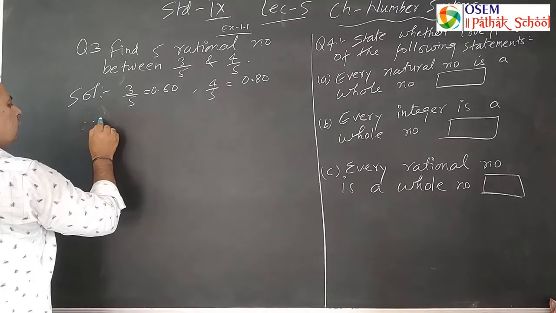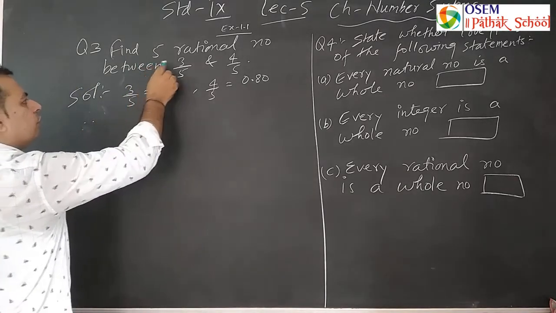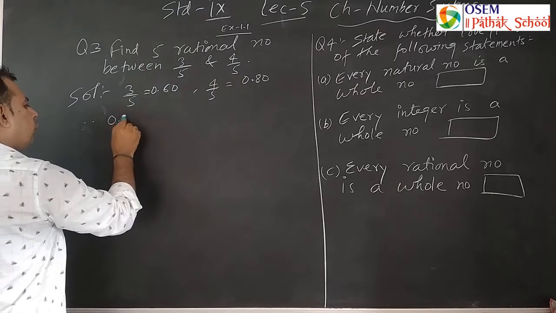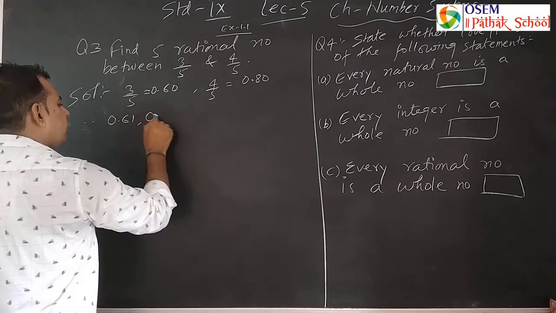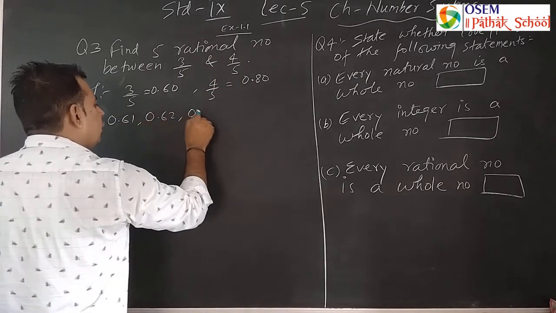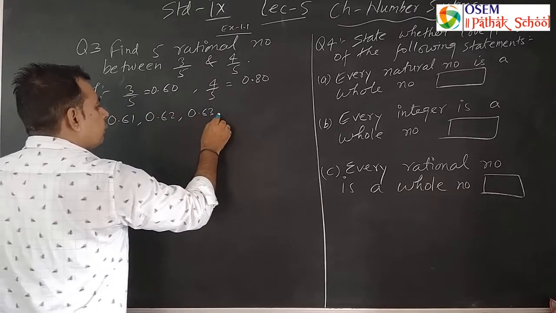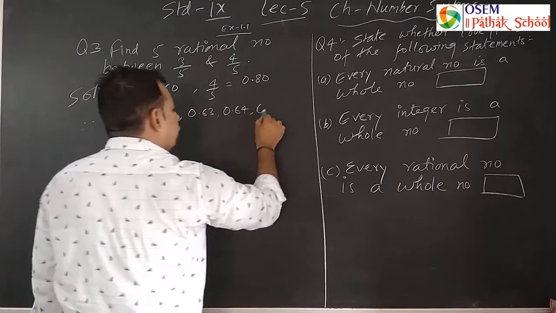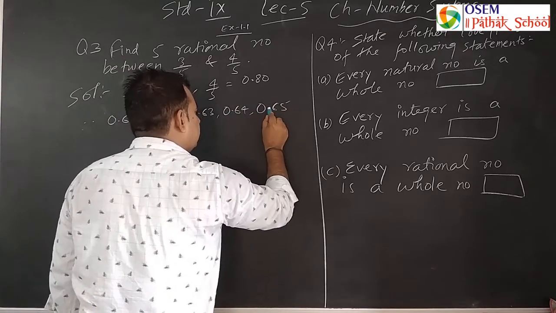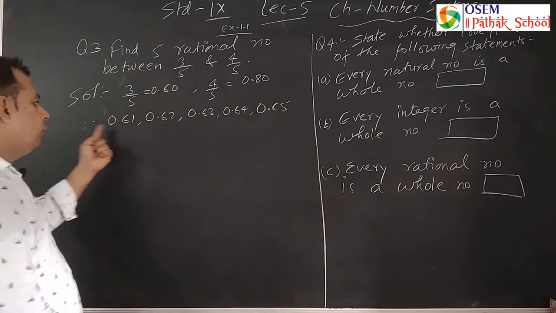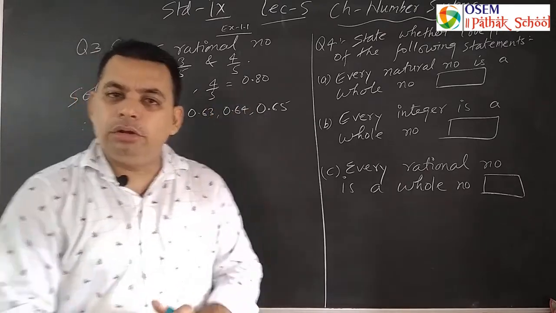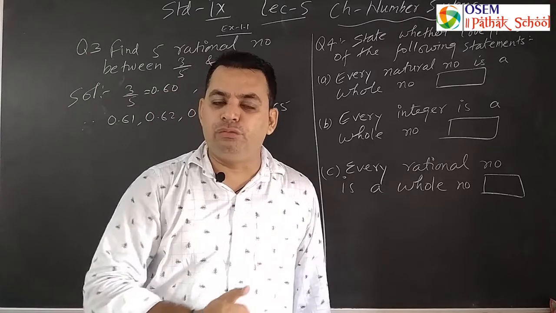Therefore, rational numbers between 3 by 5 and 4 by 5 can be 0.61, 0.62, 0.63, 0.64 and 0.65. Like that, 1, 2, 3, 4, 5. Up to 0.79 you can find out the rational numbers by this form also.